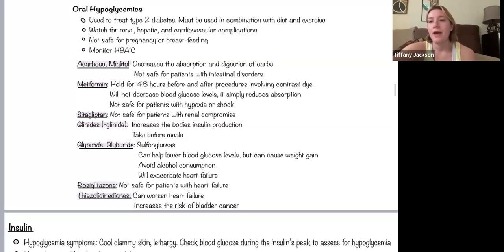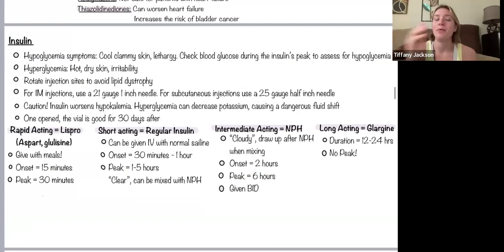Up next, we have our insulin. I know we talked a lot more about it in med-surg and fundamentals, but insulin is a big thing. Insulin is going to lower our blood sugar levels. So it's important that we always check blood sugar before giving these medications, and that we're aware of signs and symptoms of hypoglycemia and hyperglycemia. I always say hypoglycemia is cool, clammy, needs candy. Hyperglycemia is our hot, dry, sugar high.